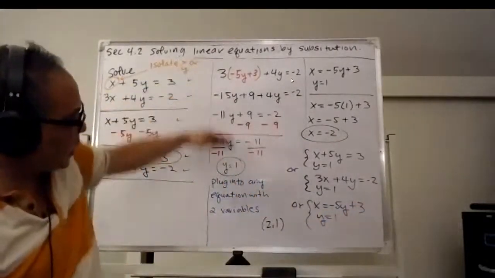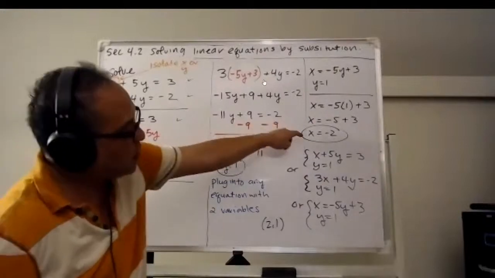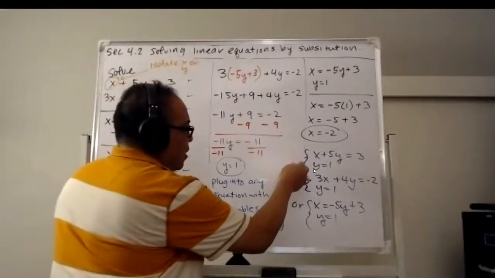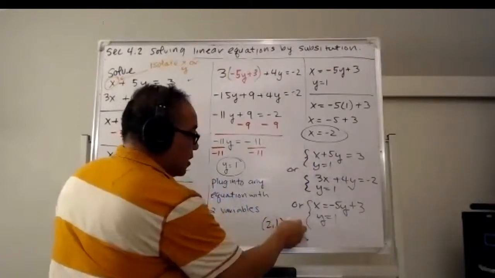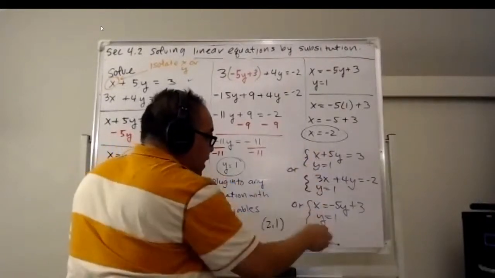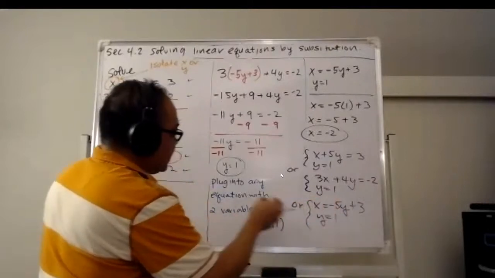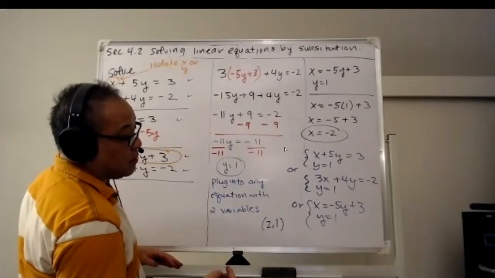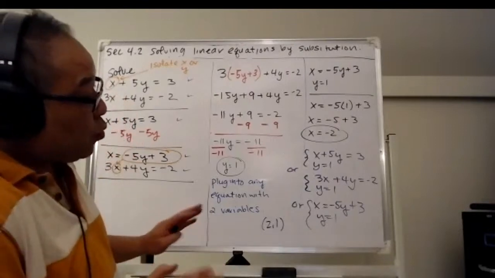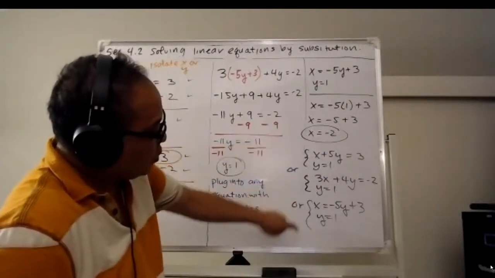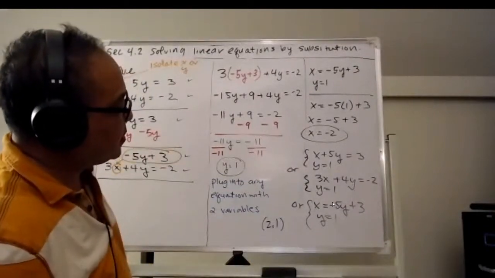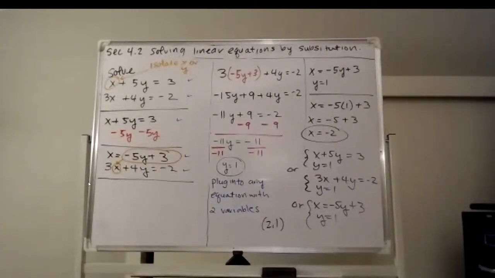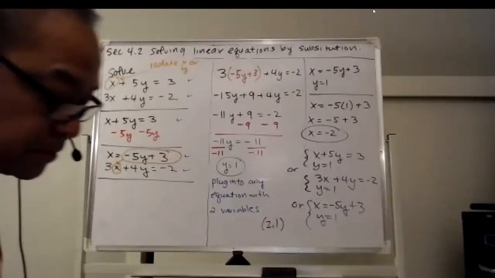So when I get up to here, I know what y is equal to. I don't know what x is equal to. So I have the option of either solving this, or this. When I put 1 in here, each one of these is going to end up giving me x is equal to negative 2. So it doesn't matter which one of these you solve. You just solve the one that you think is the easiest to do. Okay. Thank you.